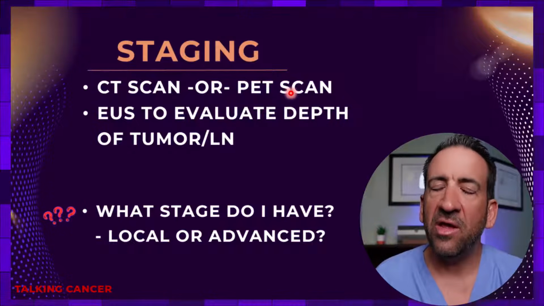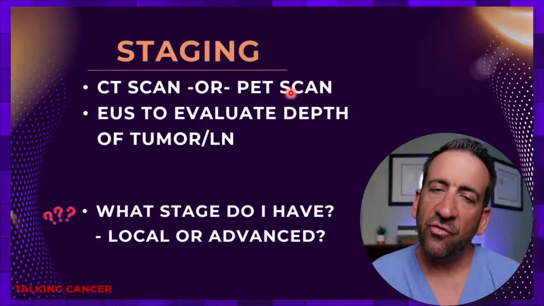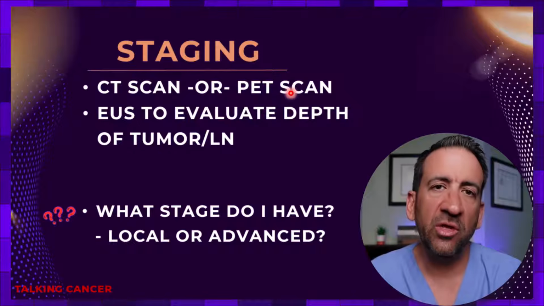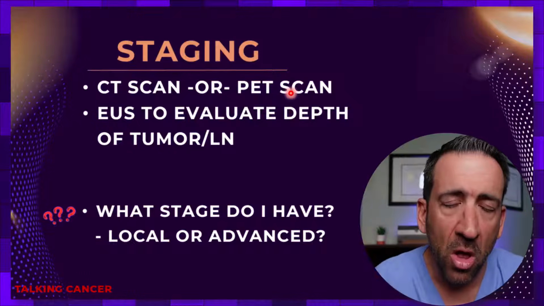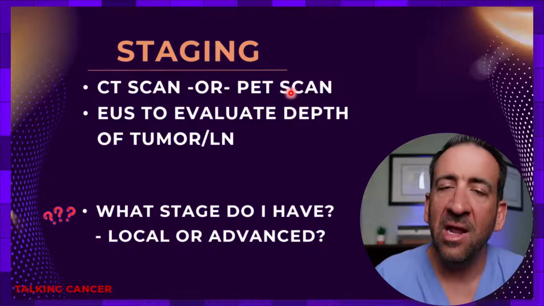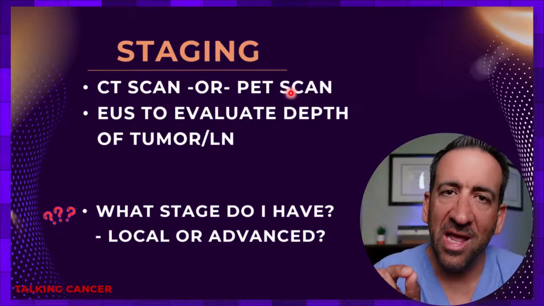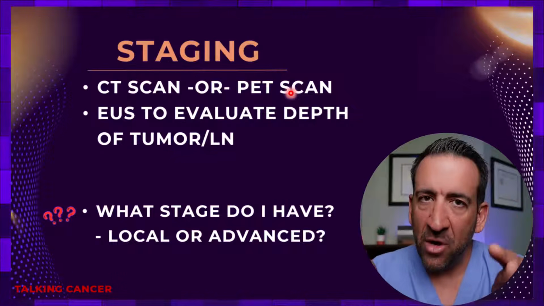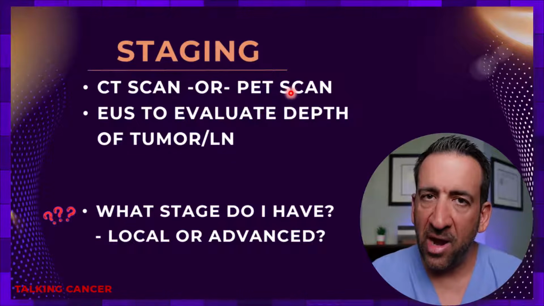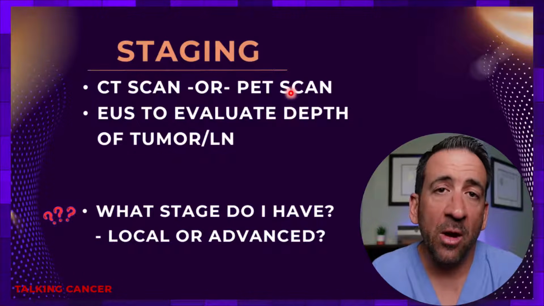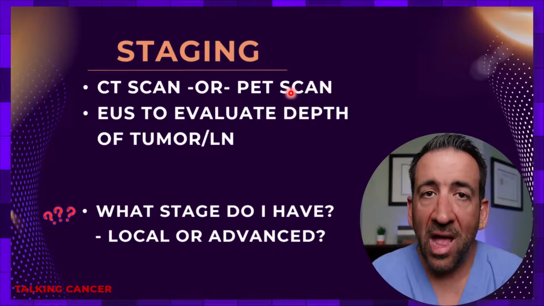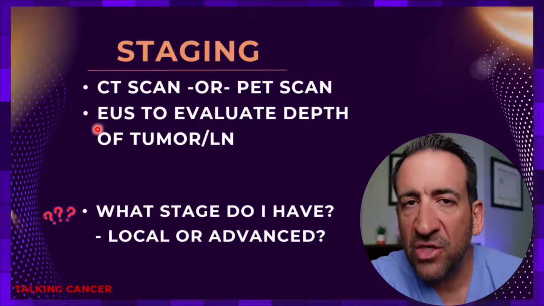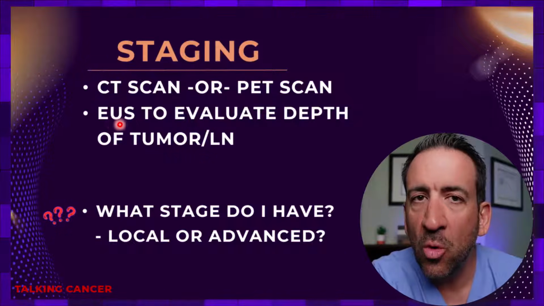The whole idea here is to take pictures of your body to try to figure out, is this cancer localized to the esophagus, or has it spread to another area of the body? Because if you recall, during the anatomy section, I said that this cancer in the esophagus will start inside the esophagus, will travel through the walls of the esophagus, then to lymph nodes around the esophagus, and then to other areas of the body. So we want to see, can we find this cancer somewhere else within your body?